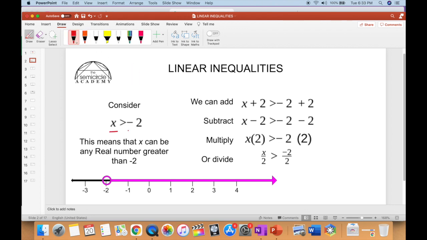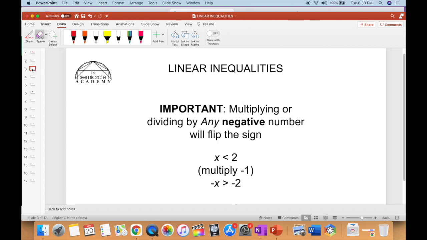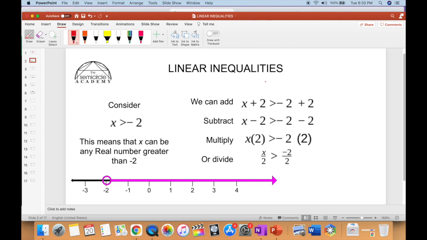But an inequality is different. An inequality is kind of fuzzy. You still don't know what x is, but all you know is x is greater than -2, right? So this next note here is the tricky part, and this is the part where all students just get things wrong. Because when you're adding, subtracting, multiplying, or dividing, it doesn't do anything to the sign. The sign stays just the same, right?